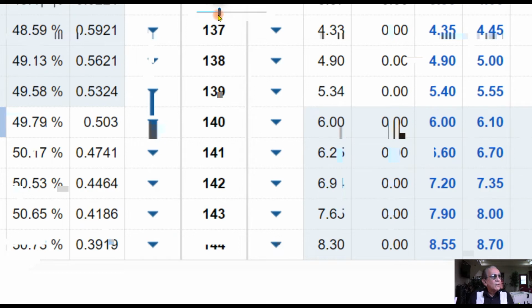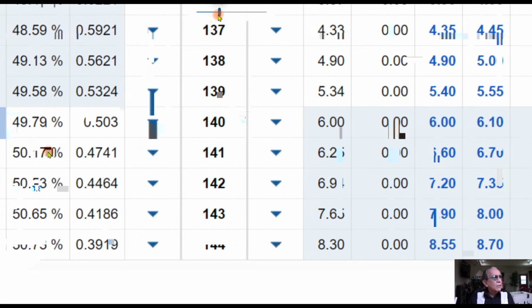Let's reduce it a little bit. Okay, we got an option here. Let's look at this particular option, and the price is in the money at 139, right? So the price going up is 139.